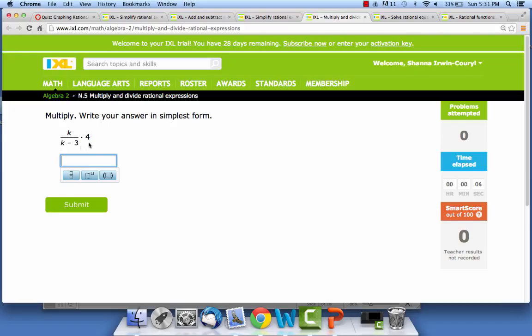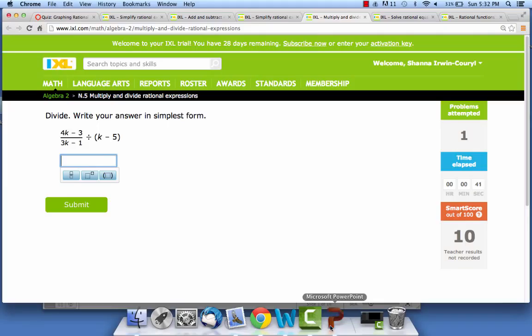K over k minus 3 times 4. Because that would just be like 4 over 1, we just multiply the 4 through the top, and the bottom stays the same, because it'd be times 1. And also, incidentally, when you're dividing by something like this, because you're always going to multiply by 1 over it, what's going to happen every time, if it's a whole thing and not a fraction, is that it gets multiplied to the bottom.